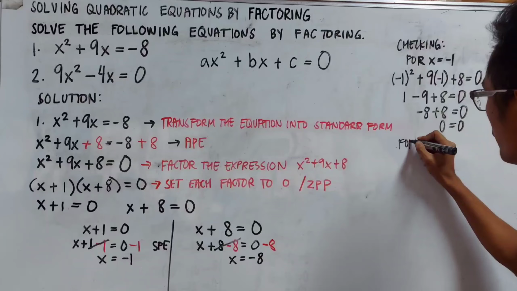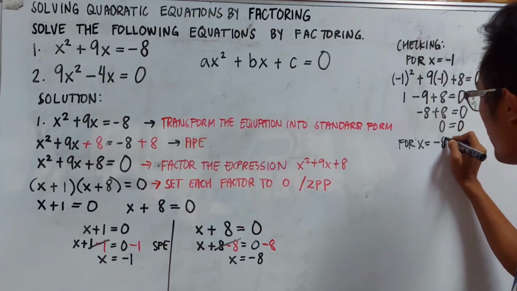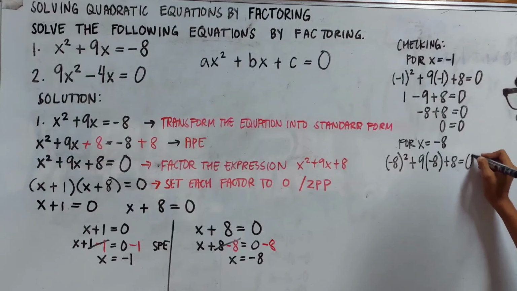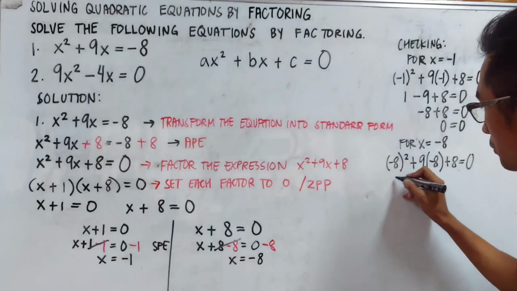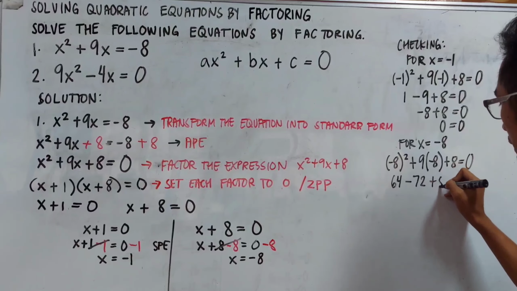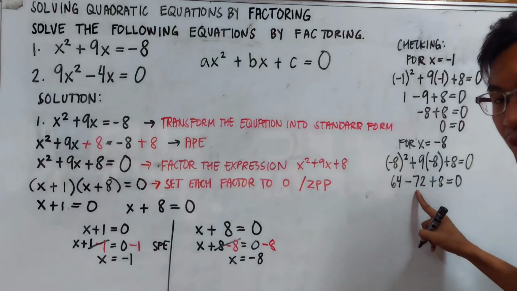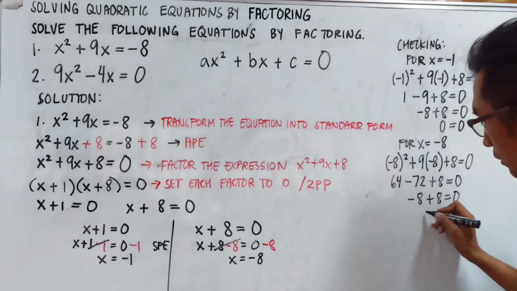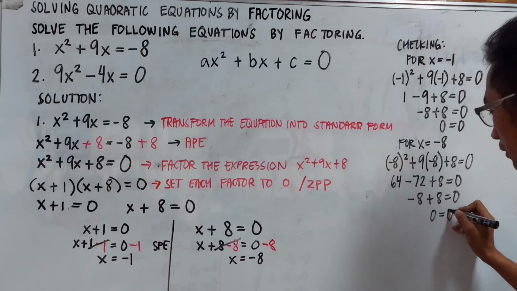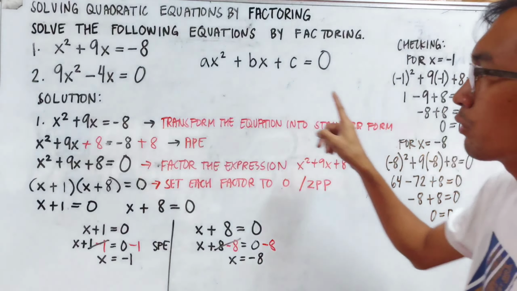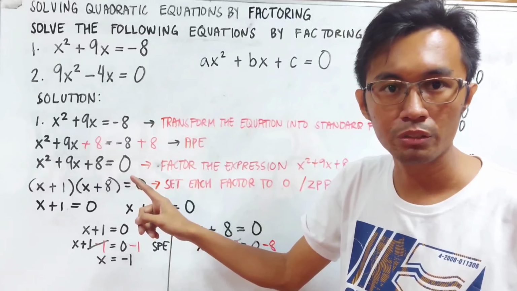Next, for x equals negative 8, we have negative 8 squared plus 9 times negative 8 plus 8 equals 0. Then, negative 8 squared, we have 64. 9 times negative 8, we have negative 72 plus 8 equals 0. 64 minus 72, we have negative 8 plus 8 equals 0. Negative 8 plus 8, so this is 0 equals 0. Ibig sabihin, yung value ni x na negative 8 satisfy to the given quadratic equation.